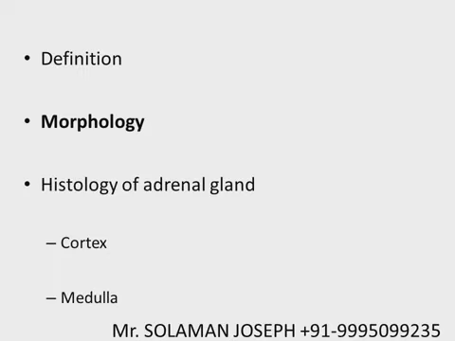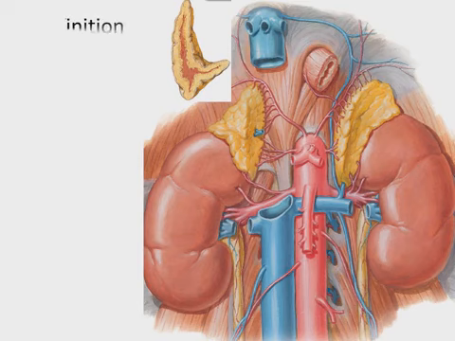First, we can discuss the definition of the suprarenal gland. The suprarenal gland, or the adrenal gland, are endocrine glands which help to maintain water balance and electrolyte balance of our body, and this also prepares the body for any emergency situation.